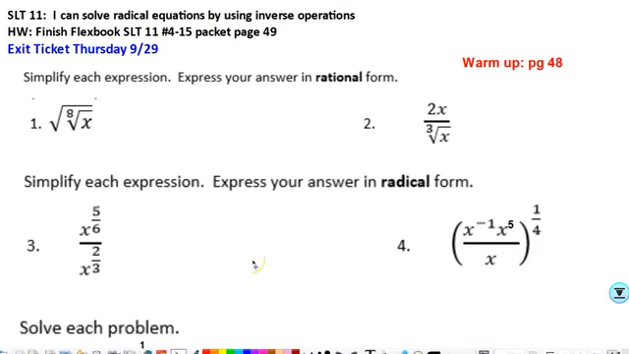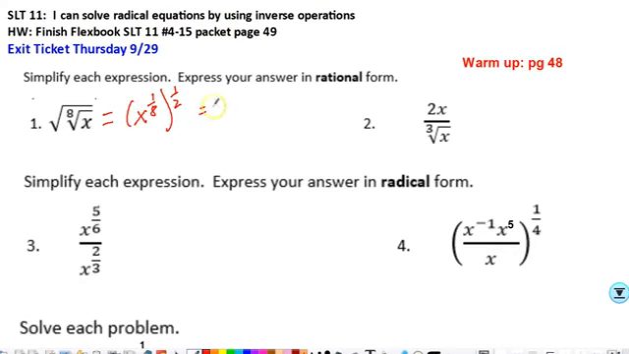Okay, so our objective today is I can solve radical equations by using inverse operations. If you have not already done so, pause the video here and try the warm-up on page 48. For number 1, I'm going to first change my radicals to exponents.